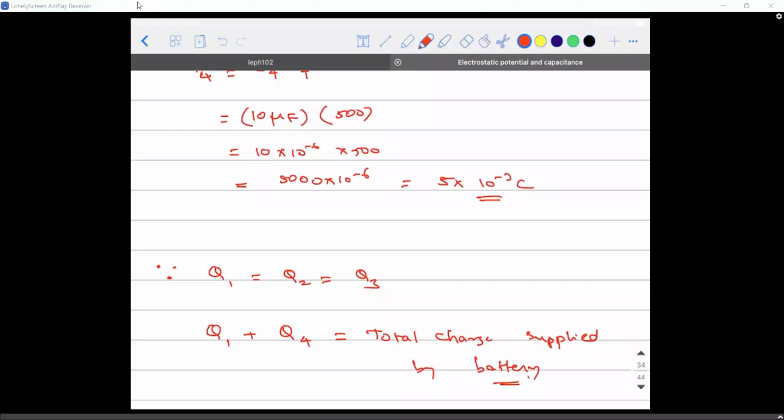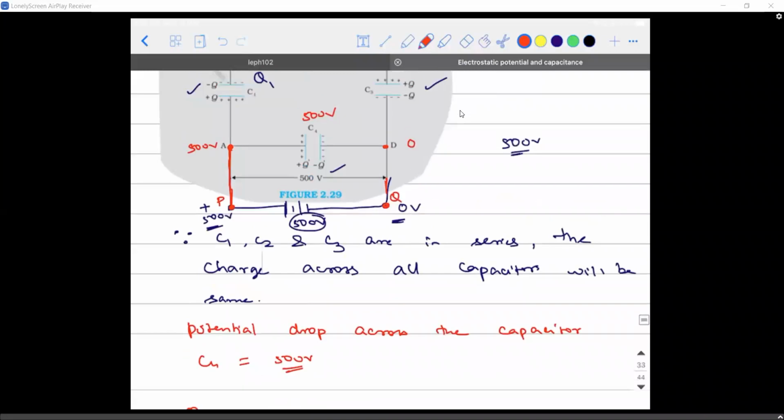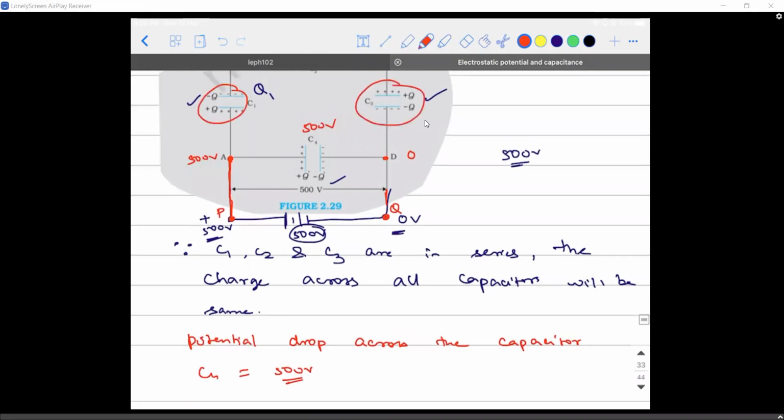That's where the charge is divided. That's where the charges are getting divided, since the branches are connected in parallel. It is Q1 plus Q4 is equal to the total charge. Shouldn't you write Q net, sir? No, Q net will not come because the charge across all the three capacitors will be the same.